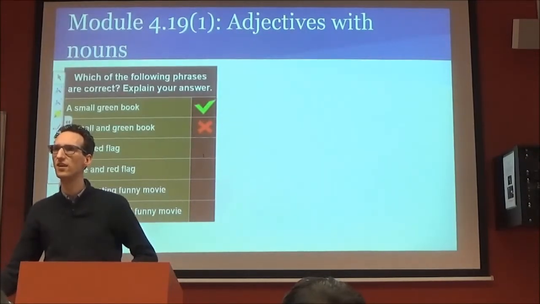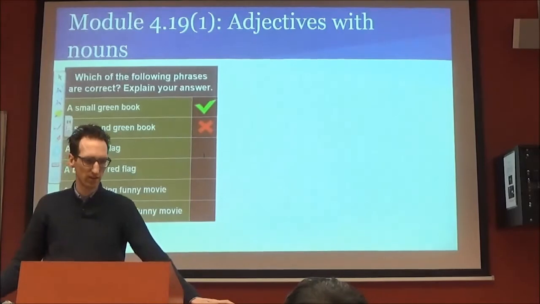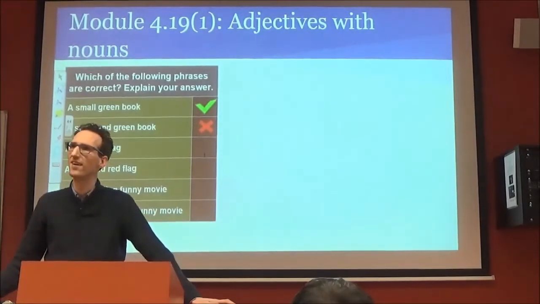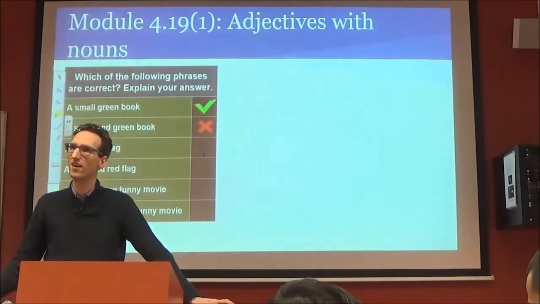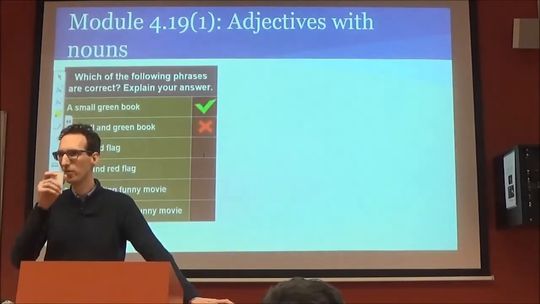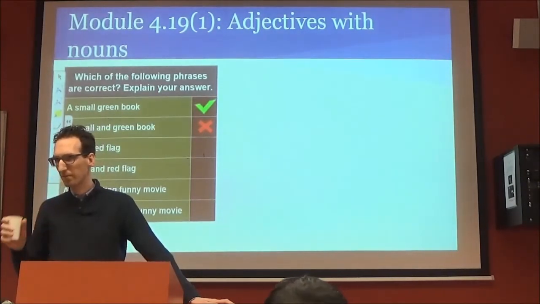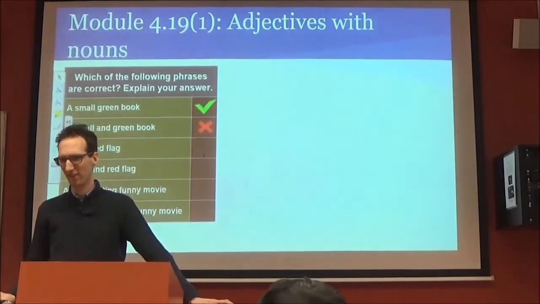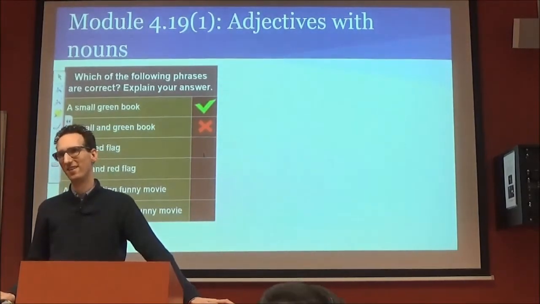So for instance, for the third sentence, it says blue, red flag. Those adjectives are from the same group, as in colors. And when they're from the same group, you put and in between. So a blue, red flag isn't really something, and a blue and red flag.